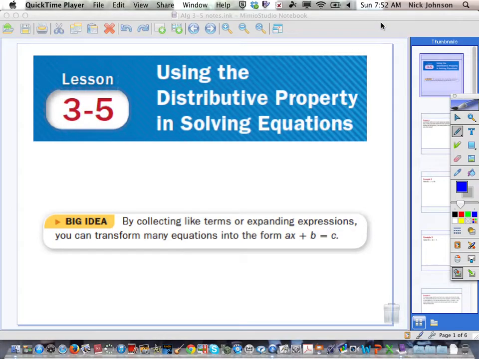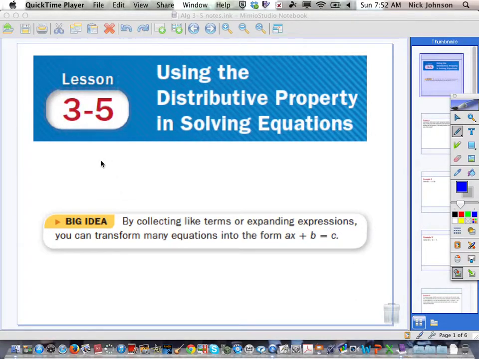Lesson 3-5, using the distributive property in solving equations. The big idea is that by collecting like terms or expanding expressions, you can transform any equation into the form ax plus b is equal to c.